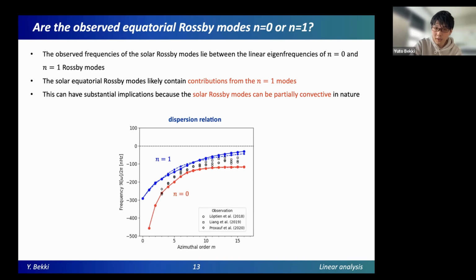Maybe the solar Rossby modes could be a mixture of these two. But the important thing is that if they have a contribution from n equal 1 modes, it is interesting, because the n equal 1 modes are the mixed modes with the thermal Rossby modes, and they are partially convective.